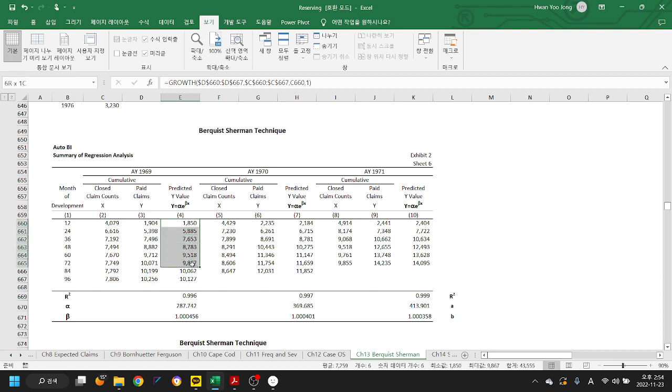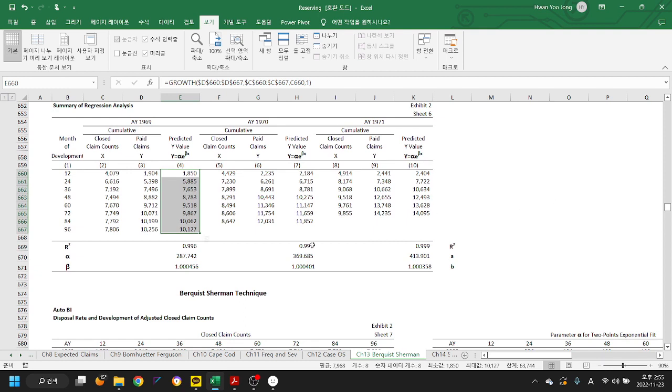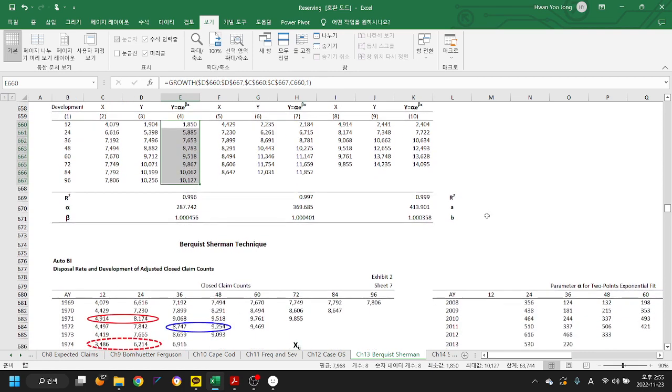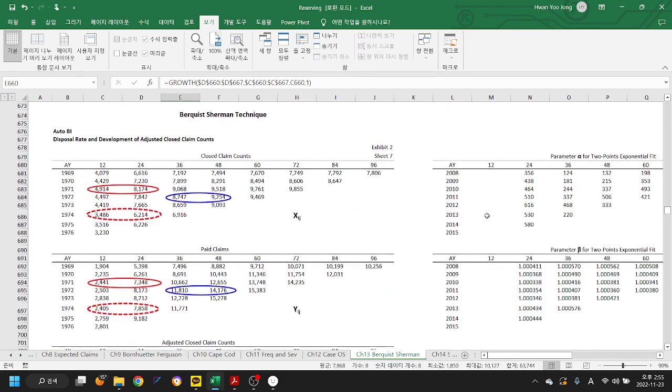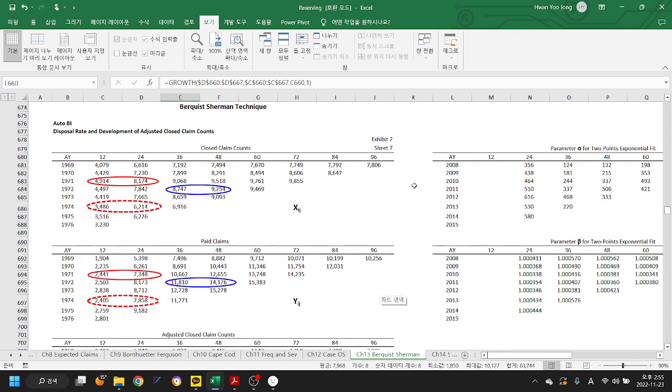And here is the result, right? There's a prediction of the claim payment amount. And I have done the same for accident years 1970 and 1971. When you look at R square, it is very close to 1, right? So it's almost perfect. It's very linear, even though it is exponential. So I'm happy about it. And that's just a quick check upon what you are doing.